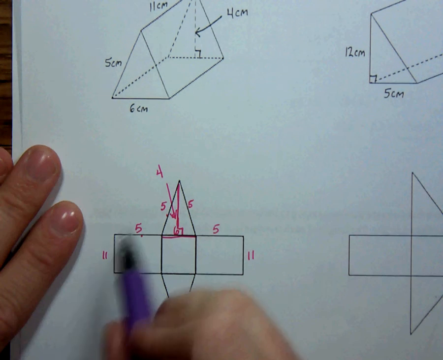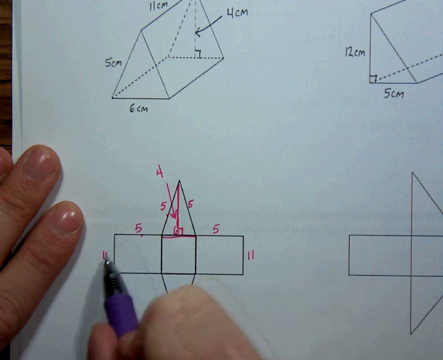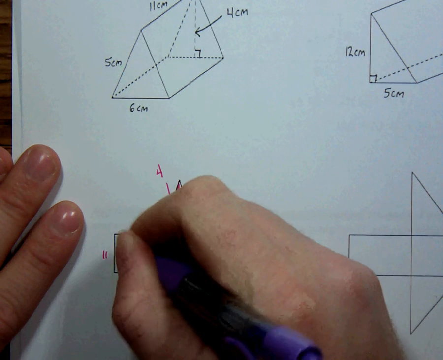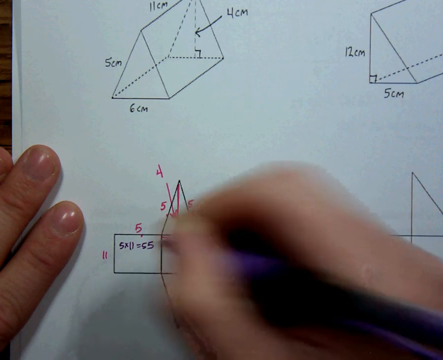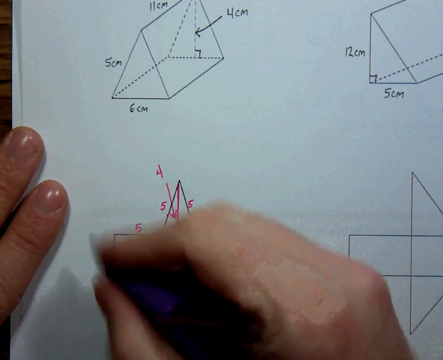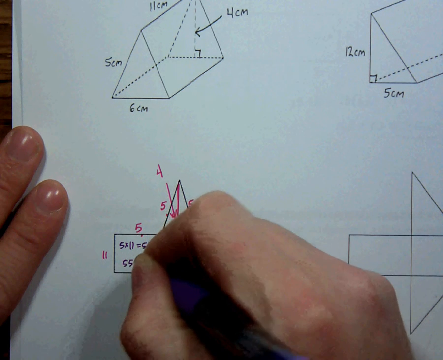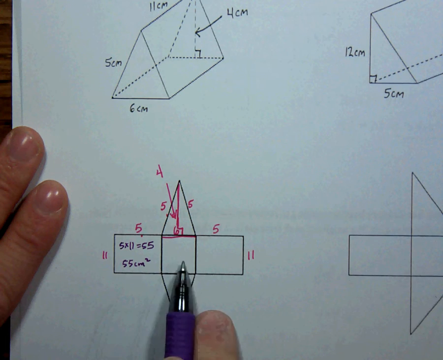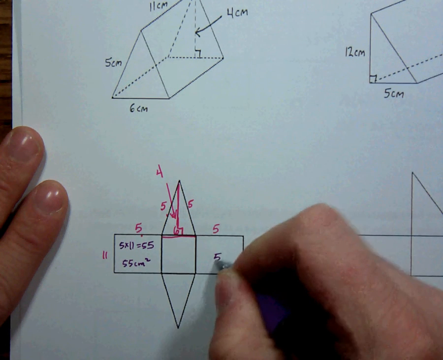So let's start. This rectangle right here, 5 and 11. 5 times 11 is 55. So the answer is 55 centimeters squared, which is the same as this one, so this one's 55.